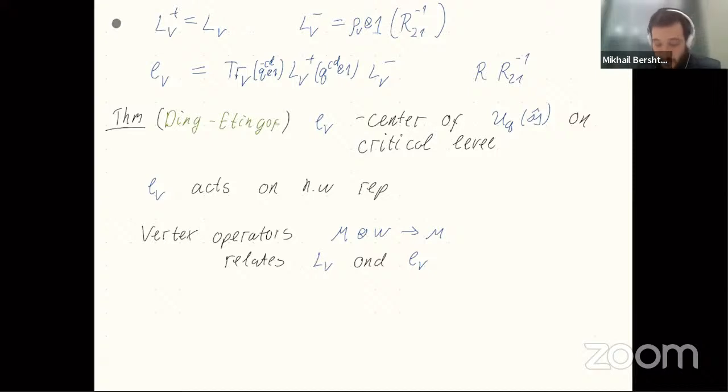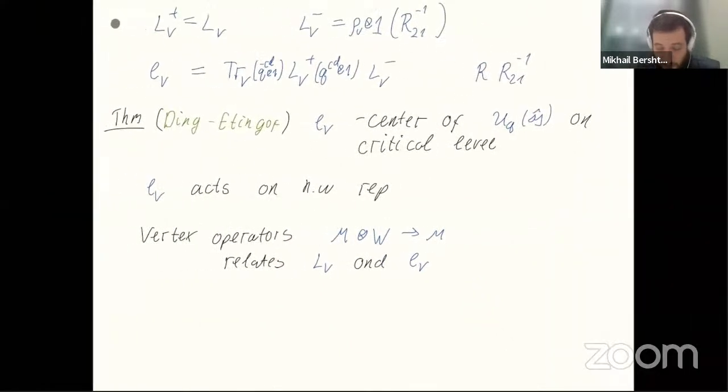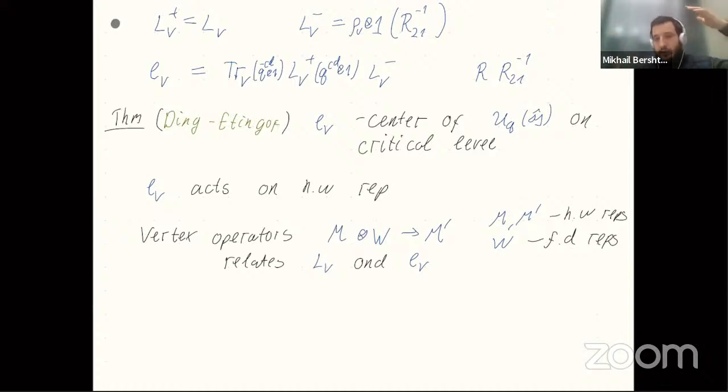W is a finite dimensional representation of this formula. And this is M, which stands for something like a Verma module. Yes, these two M's are different. This M and M prime are highest weight representations, and this W is a finite dimensional representation. So the stories about finite dimensional representations and highest weight representations interact through vertex operators.